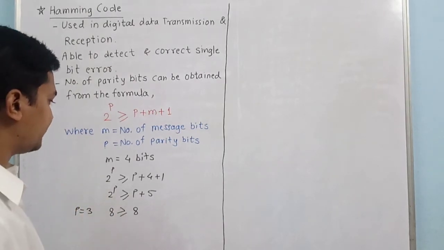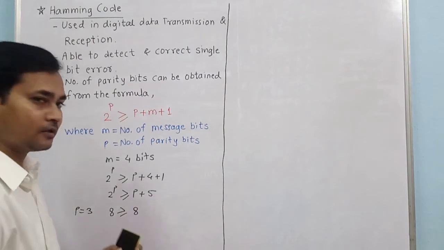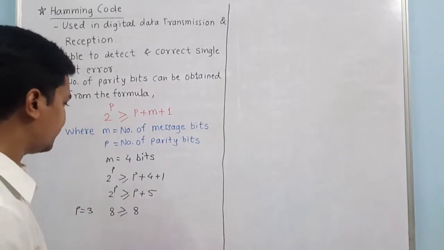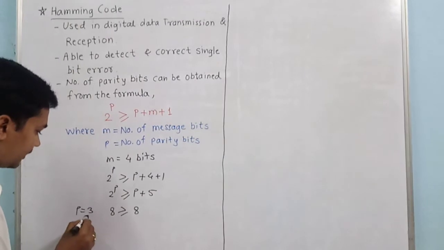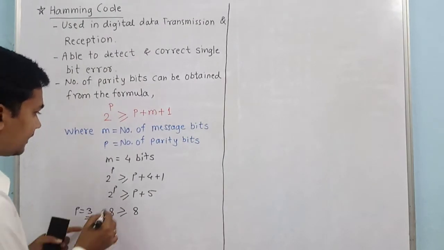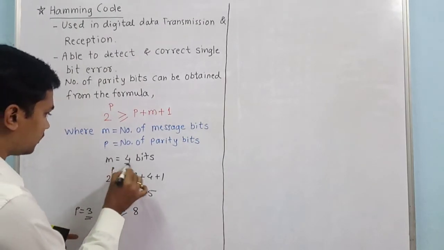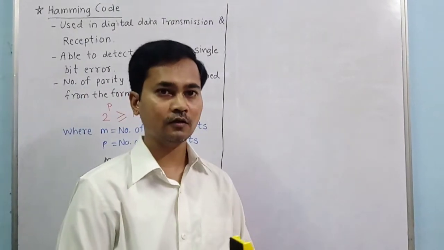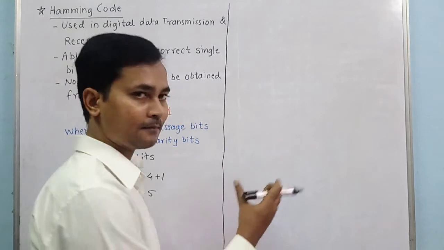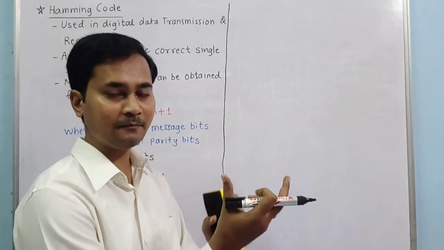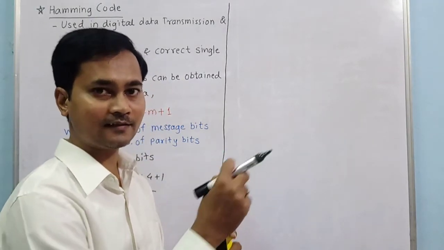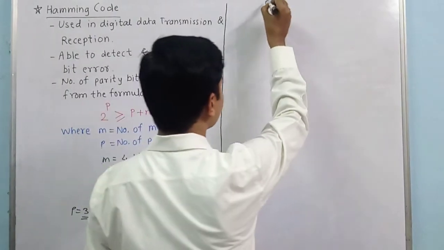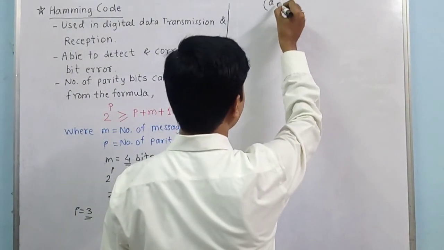Now we will see how to form the Hamming code. Here the value of p is equal to 3 and the value of m is equal to 4. There is a notation of Hamming code which is the total number of bits in the Hamming code, comma, the message bits. It is represented as a comma b.